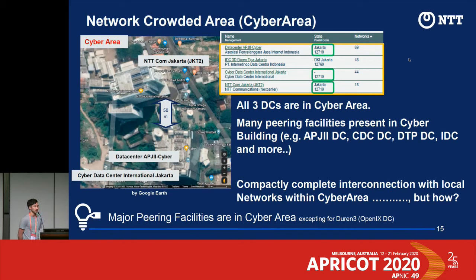Okay, this is the point. Inside the Cyber 1 building, there are a lot of network data centers. Each floor has its own data centers. And between the NTT data center and Cyber 1, there is only a 50-meter distance, just a one-minute walk. So people think they can compactly complete interconnection with local networks within these cyber areas.